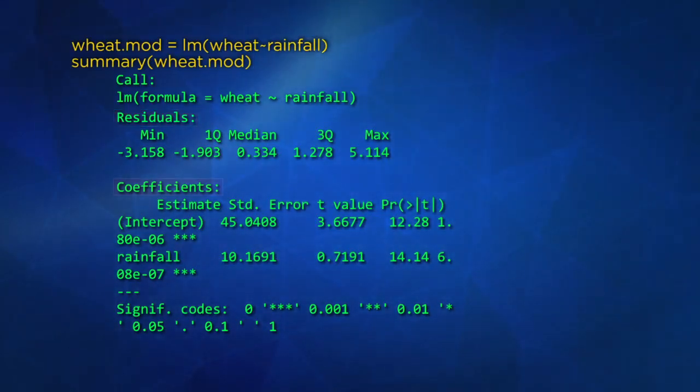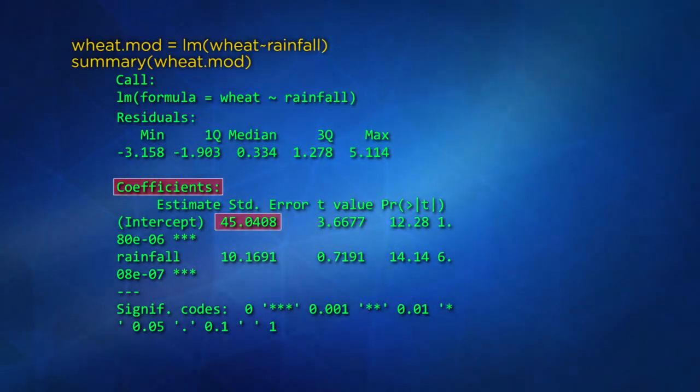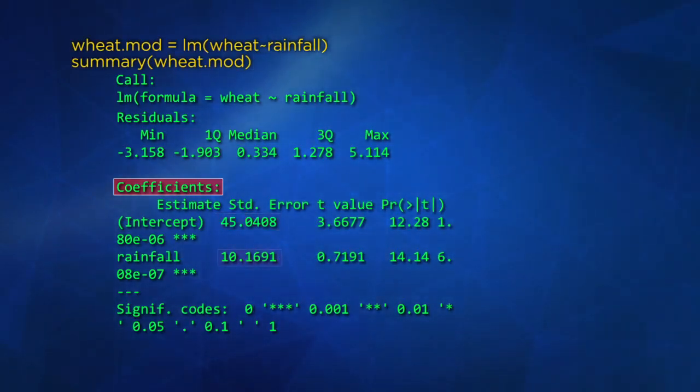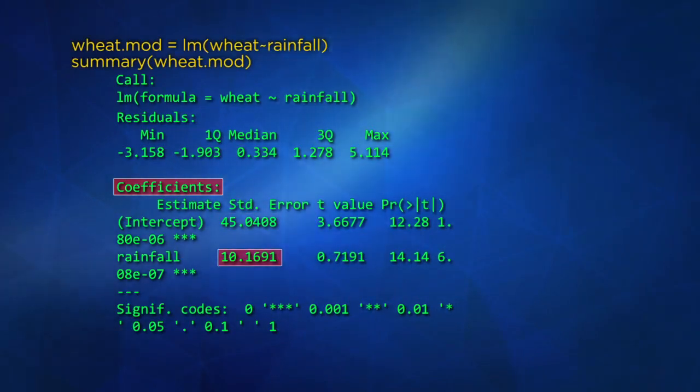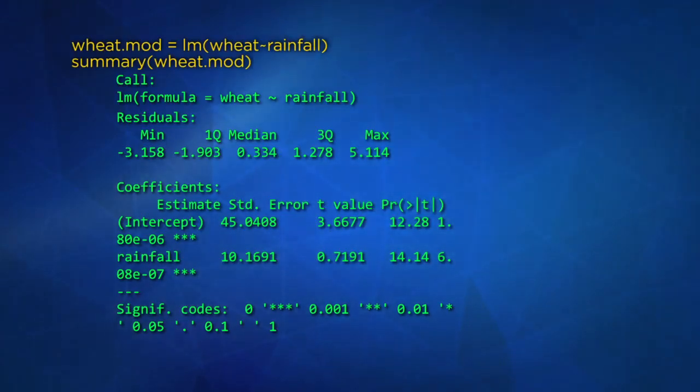R also gives us the coefficients. So notice this is where we're going to find our estimates. Our beta naught hat, which is 45.0408, and then also our beta 1 hat, 10.1691. So here we find the estimates for our y-intercept term and our slope coefficient.